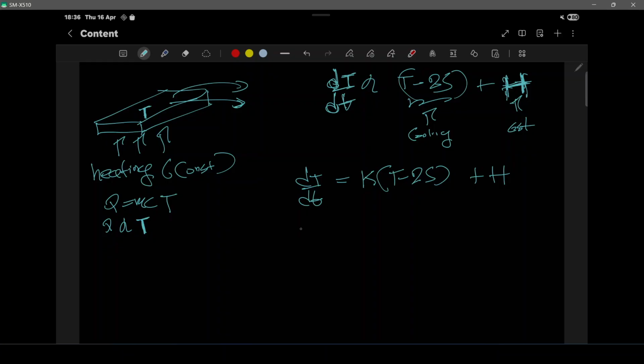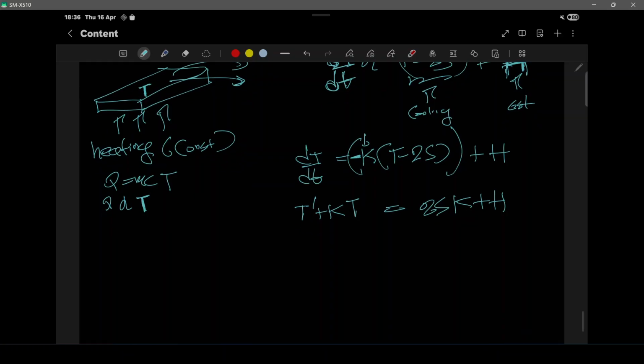Now we have to get this to a standard formula, T dash minus k. If you want this k to be positive, you should add a minus sign here, because this term over here is a decreasing term. It is cooling, so it will be a minus sign if you want k as positive. So I will choose k as positive, so there should be a minus sign here. So T dash plus kT is equal to 25k plus h. So this is the differential equation.